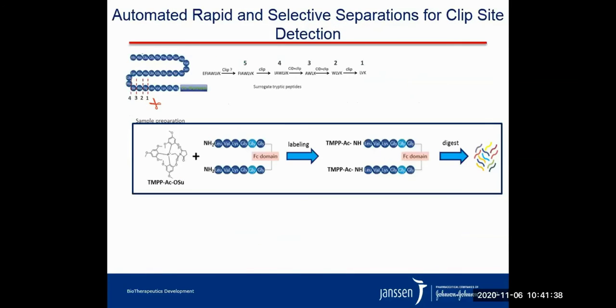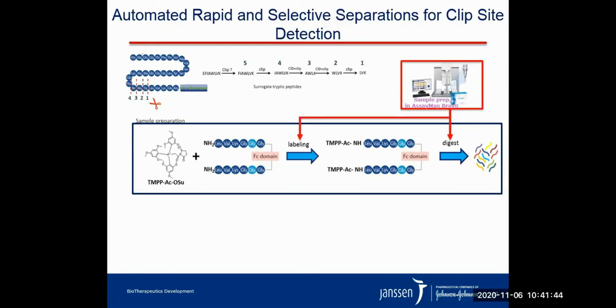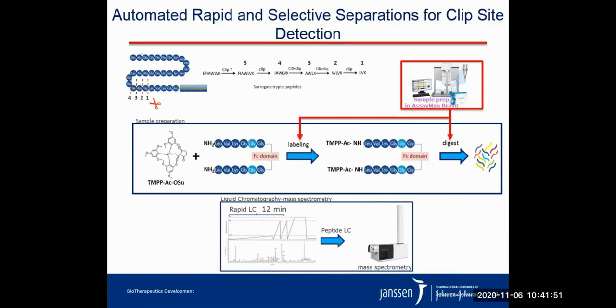Using this information, we have completely automated the process for looking at clip sites, where an AssayMAP Bravo system is used for labeling and digestion steps of this workflow. And rapid LC separation followed by targeted MS is performed to detect clip peptides, all within 12 minutes.